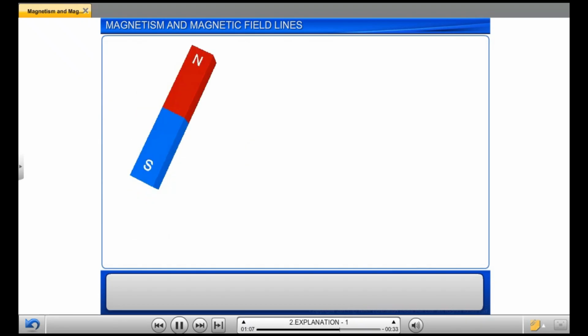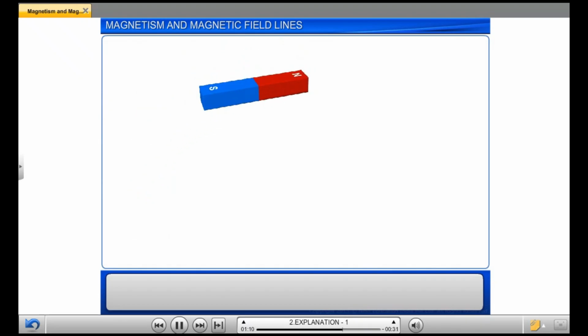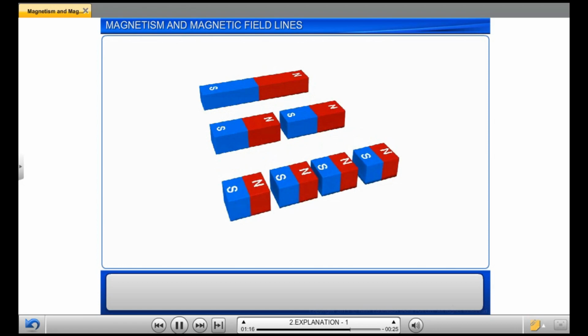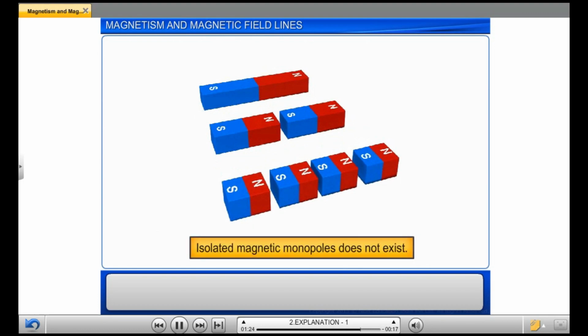If a bar magnet is broken into two pieces, we get two similar magnets with a decrease in the magnitude of their properties. Thus, the magnets always exist in dipoles. Isolated magnetic monopoles do not exist. This implies that isolated magnetic north pole or south pole does not exist.